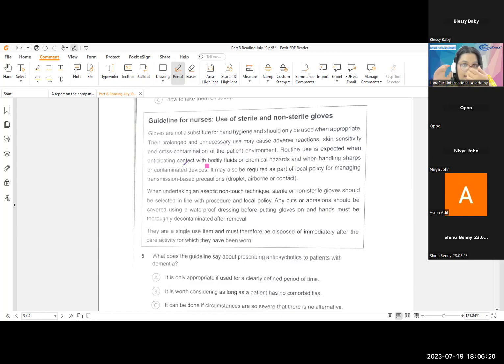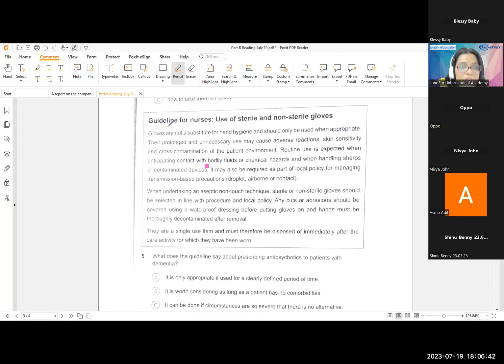Okay, so they are saying hand hygiene, gloves does not replace hand hygiene. They can only be used when it's appropriate, and if you use them unwantedly for a long period of time, it can cause a lot of problems. And you need to routinely use them if you expect to deal with bodily fluids or chemicals, or when you're handling sharps or contaminated devices.